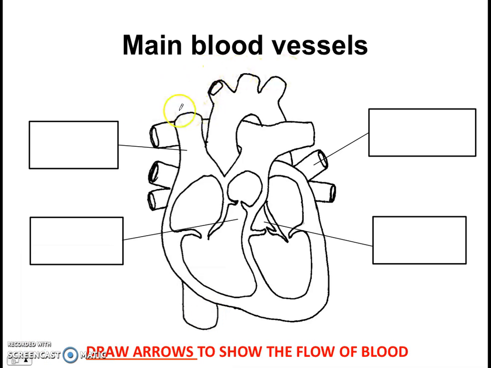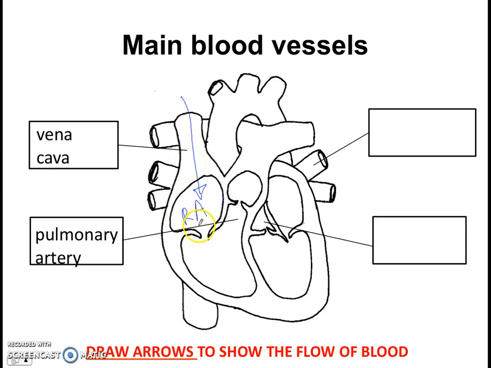So how does blood flow through the heart? Well, blood returns from the body. The blood that comes back from the body is deoxygenated, and it comes back to the heart through the vena cava. So this is the vena cava, and the vena cava leads to the right atrium. I'm going to write RA, right atrium. So deoxygenated blood moves from the body into the vena cava, and then into the right atrium.